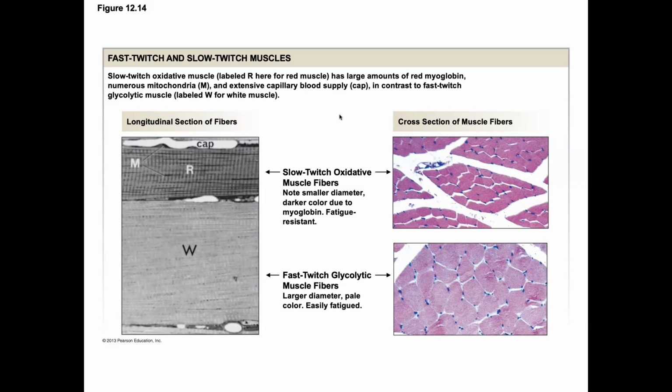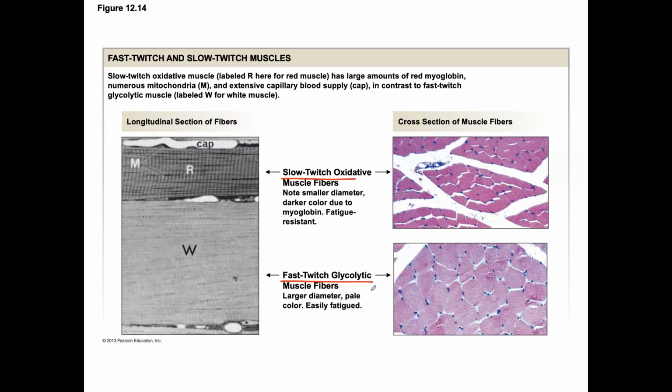However, at this point in time, there are three accepted types of muscle fibers. There are the slow twitch, also referred to as the slow twitch oxidative or type 1 muscle fibers. And there's two varieties of fast twitch. There are the fast twitch glycolytic, which are also referred to as the type 2B cells. And there's the fast twitch oxidative glycolytic, which are the type 2A cells.